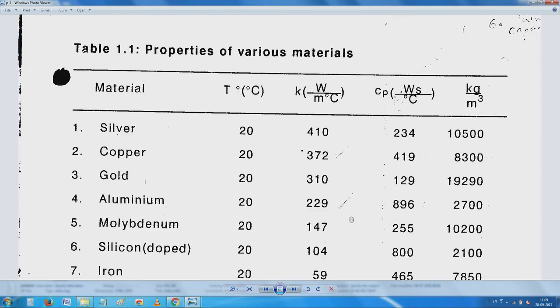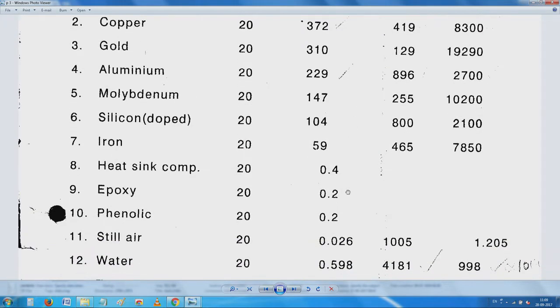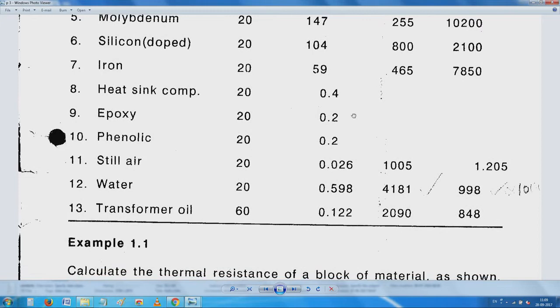If you go down, we will come to the somewhat irritating and not so great things. You see here we have so many of these things. You have probably seen epoxy, something which you use for tightly bonding something, very poor compared to aluminum. You see how bad it is. Aluminum shows something like 229, and this shows 0.2, 1000 times less. Bad, isn't it?